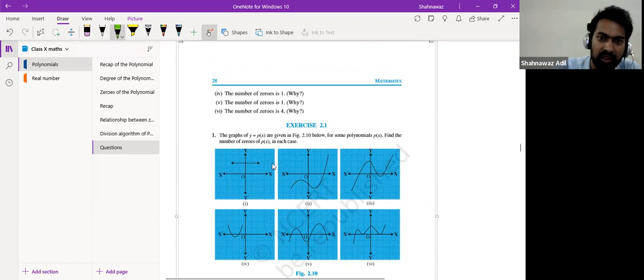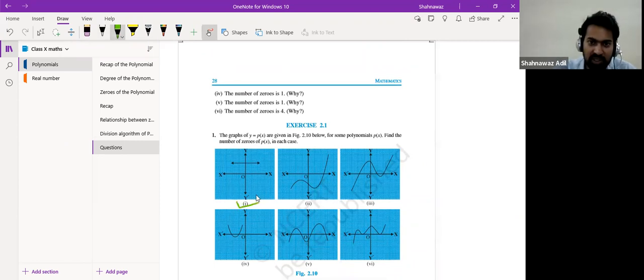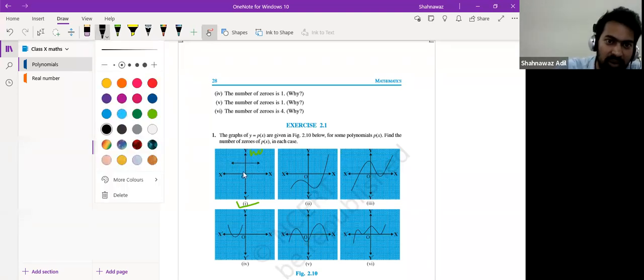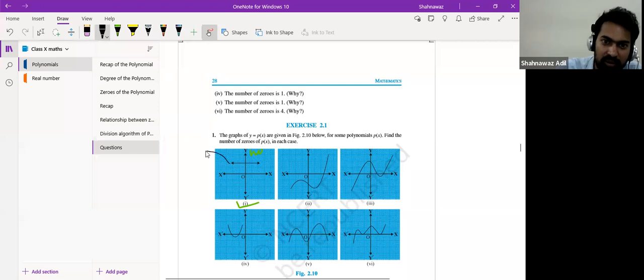Let's change the color. So how many zeros are there for this first question? No zeros. Yes, no zeros.